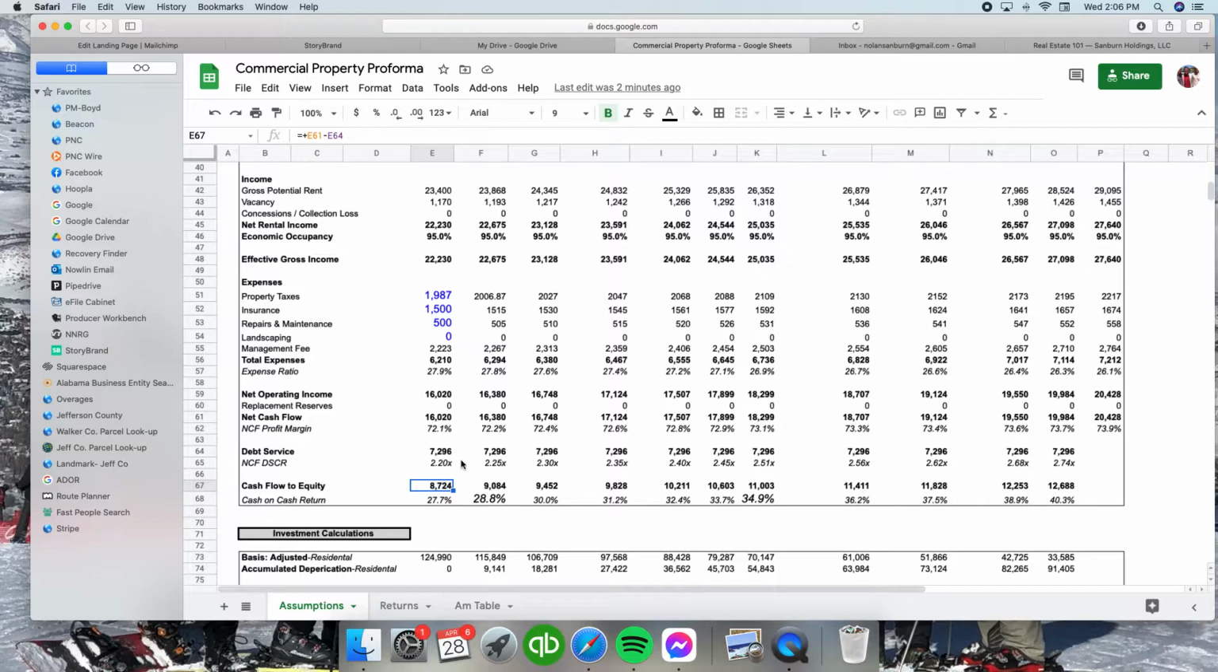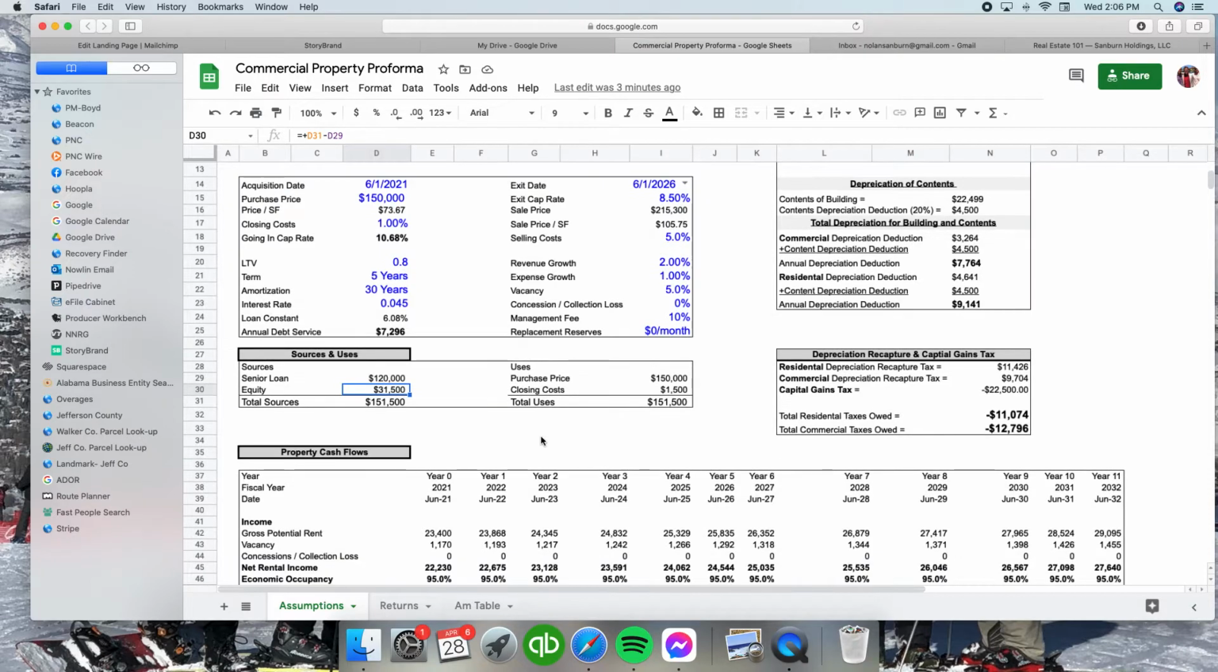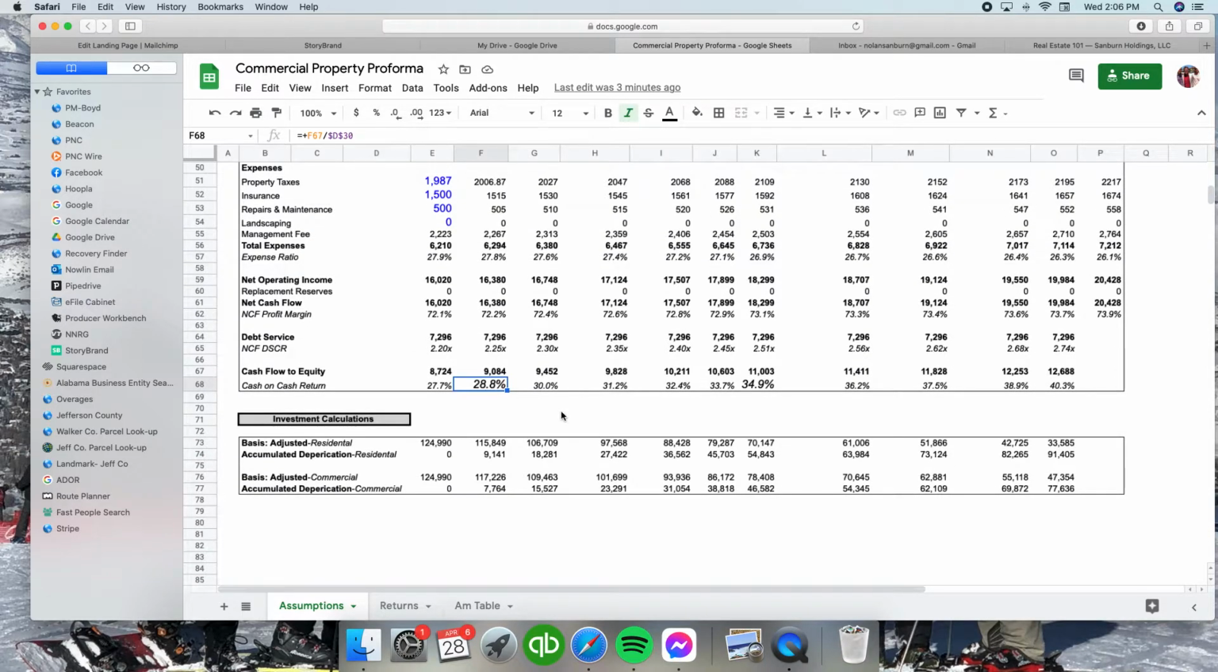Cash flow to equity just basically means how much money did I put in the deal and how much am I making off of this number. Look at this number, almost 29% cash on cash return. You say, well, wait a minute, I bought it for $150,000, but I'm only making $8,700. Well, remember, we're borrowing 80%. So you see our equity right here is only $31,500. So we're dividing $8,724 by $31,500, and that's where we get that 28% number.